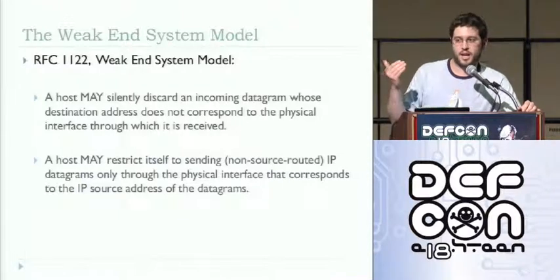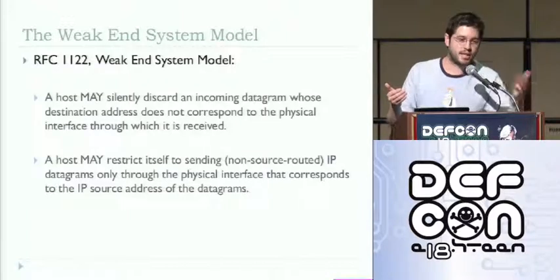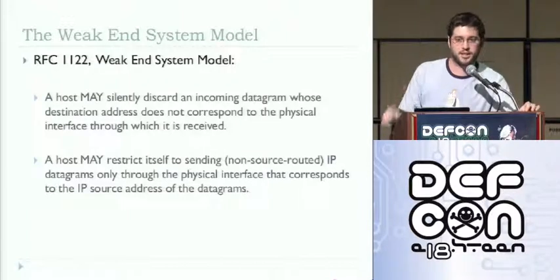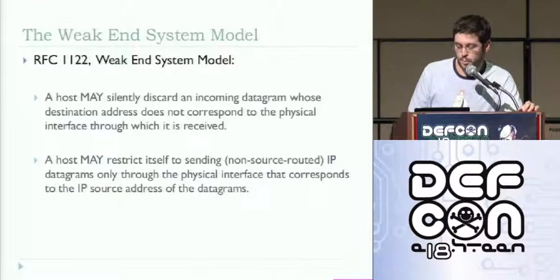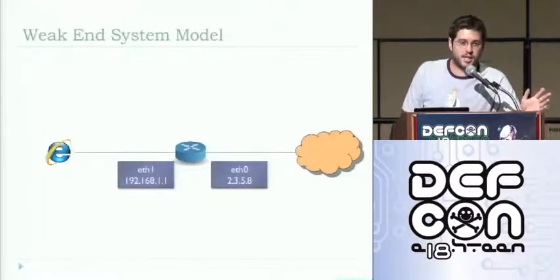So let's say I get a packet in on ETH0, and the destination IP matches the IP on ETH1, I'll still accept that packet because it's obviously intended for me, even though it technically came in on the wrong interface. So let's look at all this in the context of the router. You've got a router with two interfaces, internal and external.